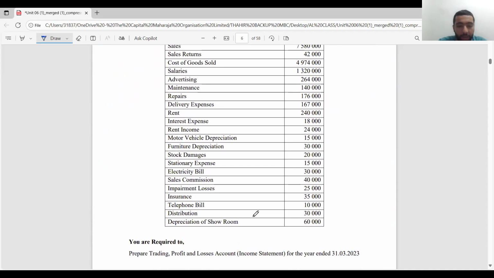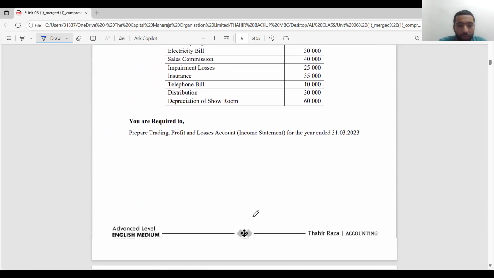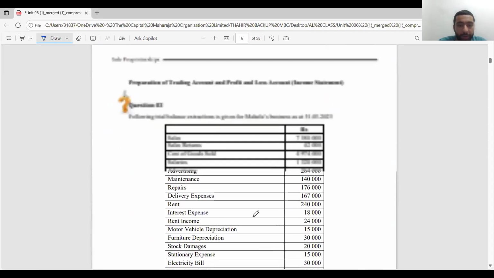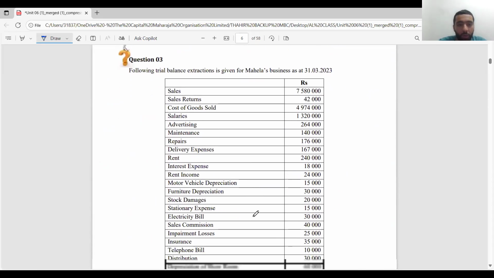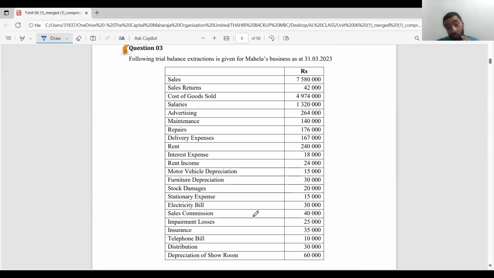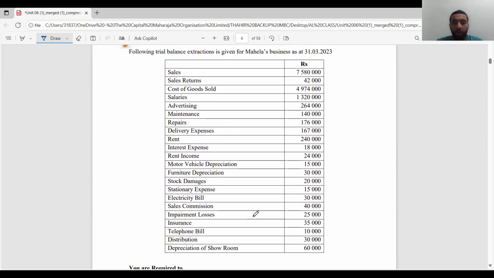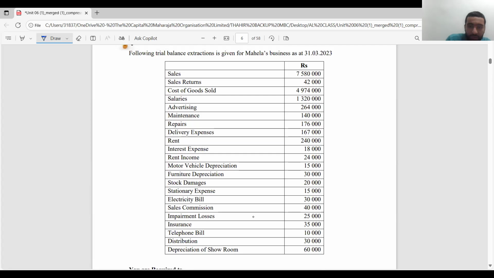Prepare the trading and profit and loss account. Both. Now, I'm going to give you how much? Not more than 5 minutes. By 9:44, I will be back to give you the answer.